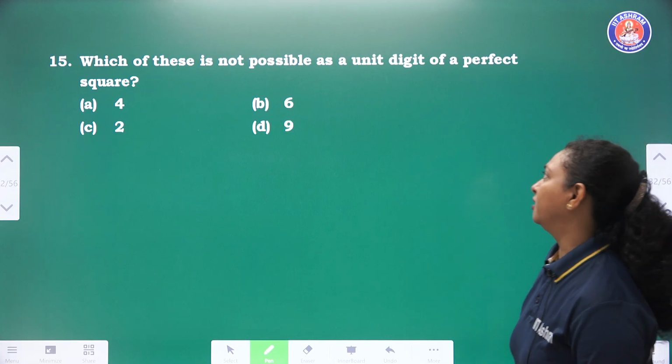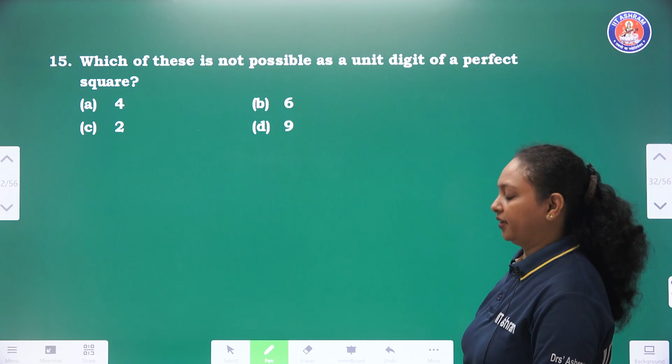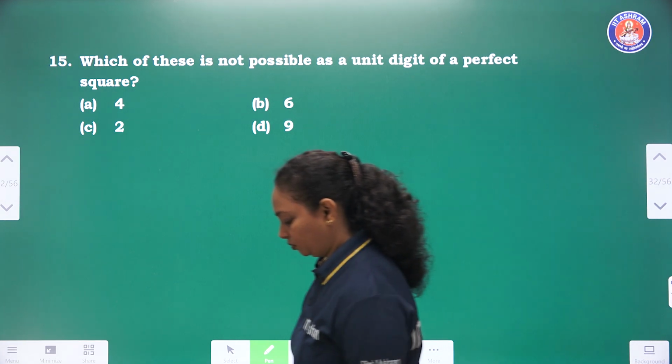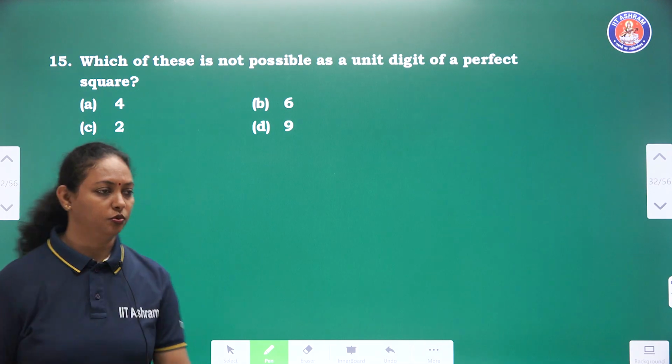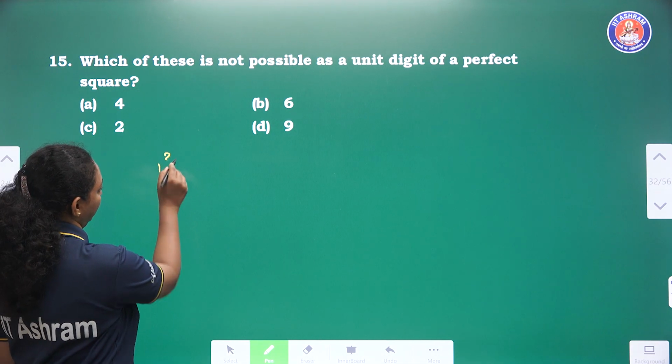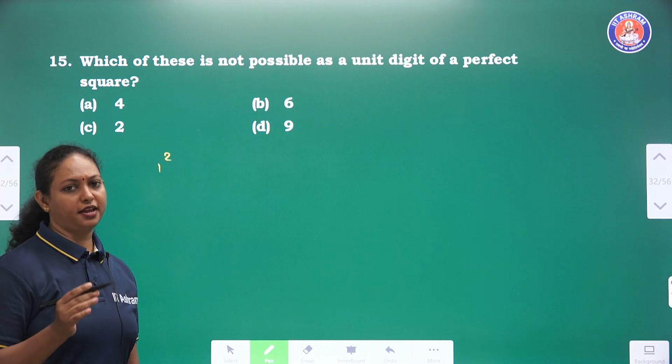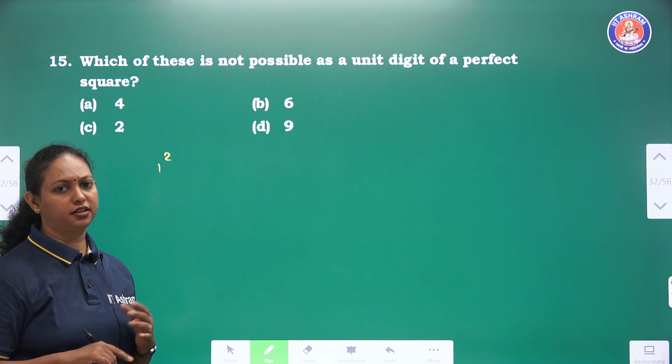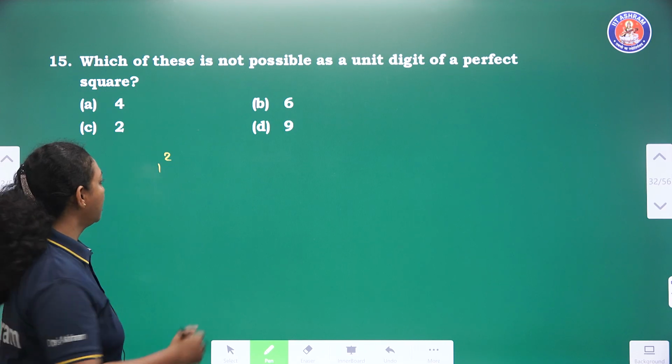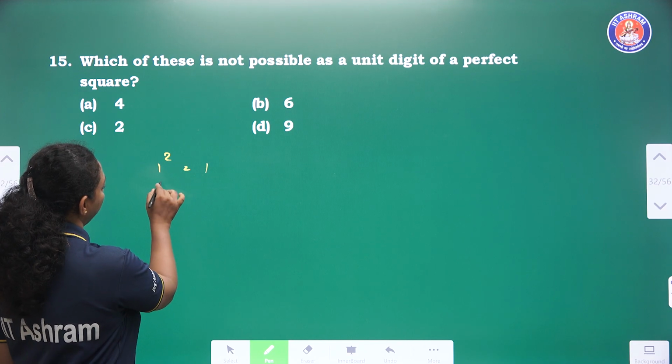Which of this is not possible as a unit digit of a perfect square? Okay, so unit digit. As you know, 1 square. We know that numbers can end with digits from 0 to 9. So 1 square is what? 1. 2 square is what? 4.